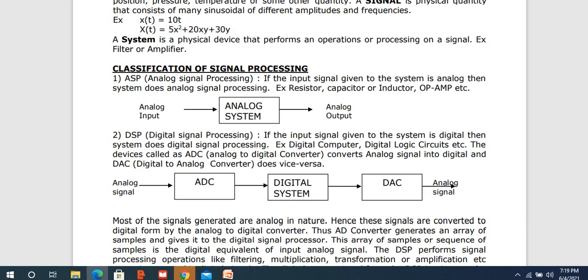Now we are proceeding with the system. A system is a physical device that performs an operation or processing on a signal. What are we going to use and how are we going to deal with that? All these things we consider with the help of a system. Examples are filters. As I said, we use low pass filter, high pass filter, band stop filter, all the types of filters. Those are systems we are using. And amplifiers. What is the use of an amplifier? An amplifier is used to increase the strength of the signal. So that is also used as a system.